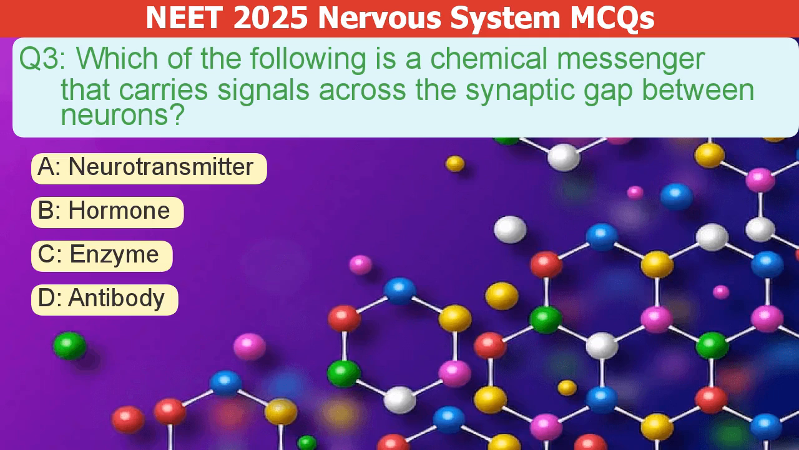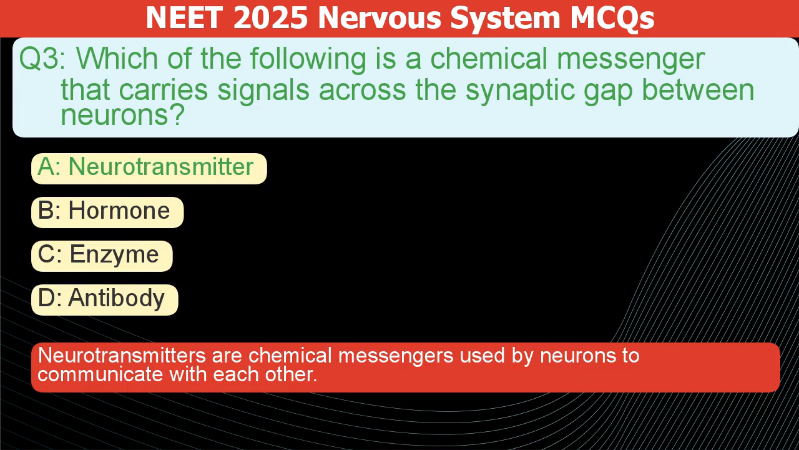Which of the following is a chemical messenger that carries signals across the synaptic gap between neurons? A. Neurotransmitter. B. Hormone. C. Enzyme. D. Antibody. The correct answer is A. Neurotransmitters are chemical messengers used by neurons to communicate with each other.